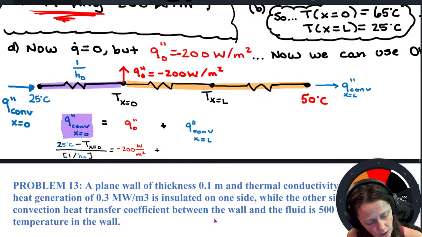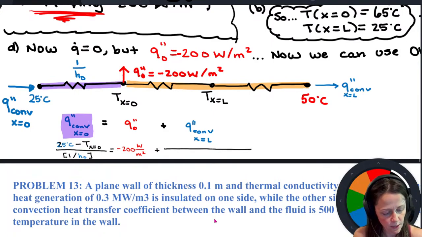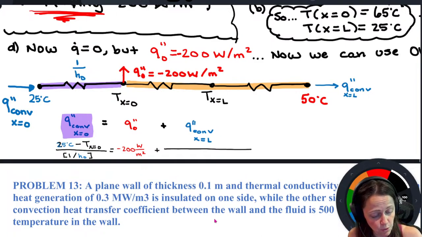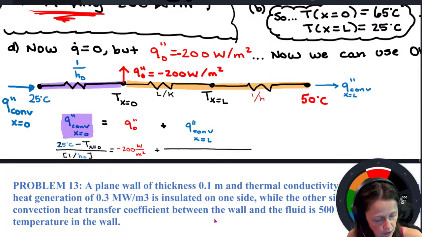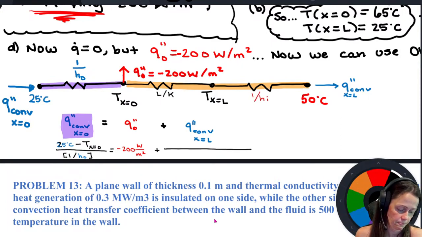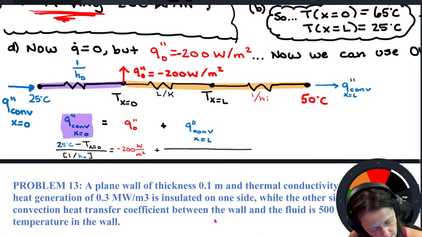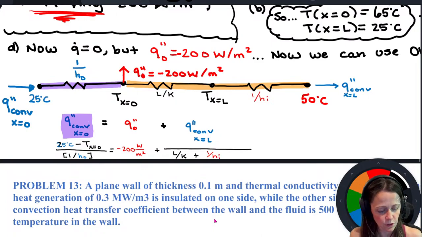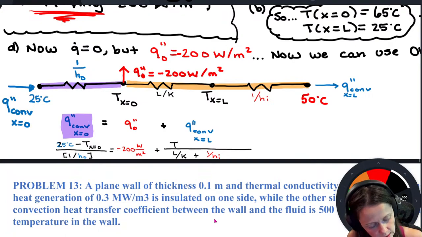All right. So on the bottom, I'll have two thermal resistances. The first is the thermal resistance to conduction, which is L over K. And the other one is 1 over the convection coefficient. So L over K plus 1 over that convective heat transfer coefficient, and then the temperature difference is going to be T at x equals 0 minus that 50 degrees. I know it's getting a little crowded over here.